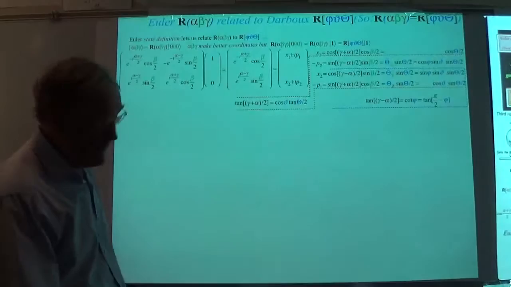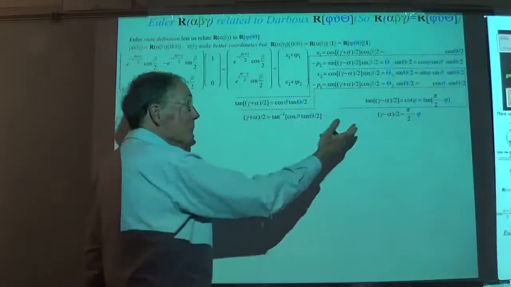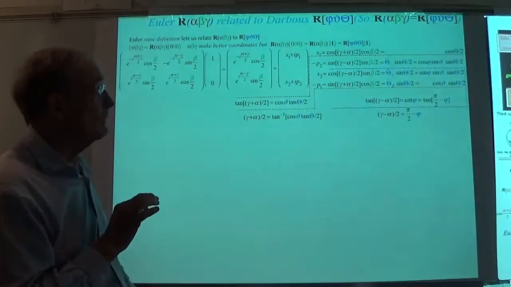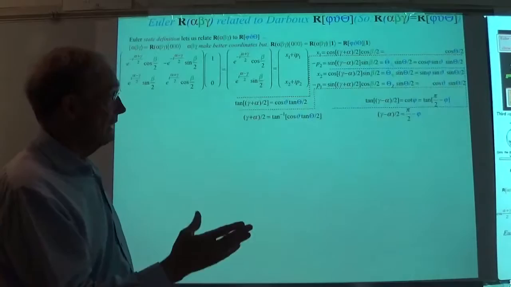And that's what the result is. So this is a pretty simple linear relation. You don't see very many of those in this. Gamma minus alpha over 2 is just the complement of the angle phi of the crank.